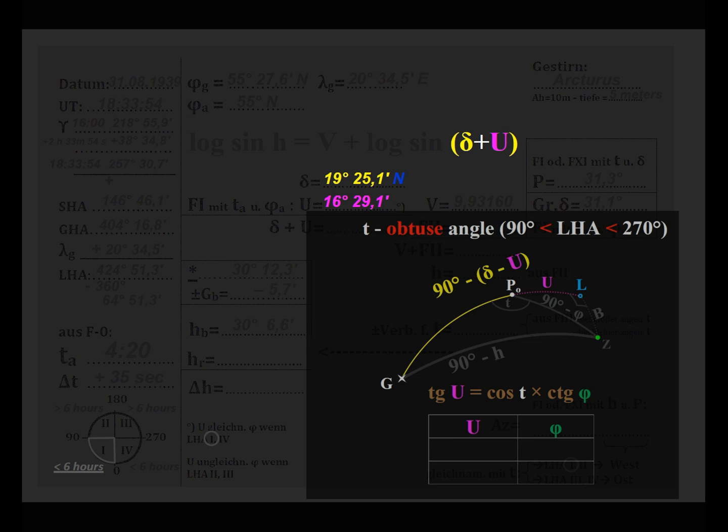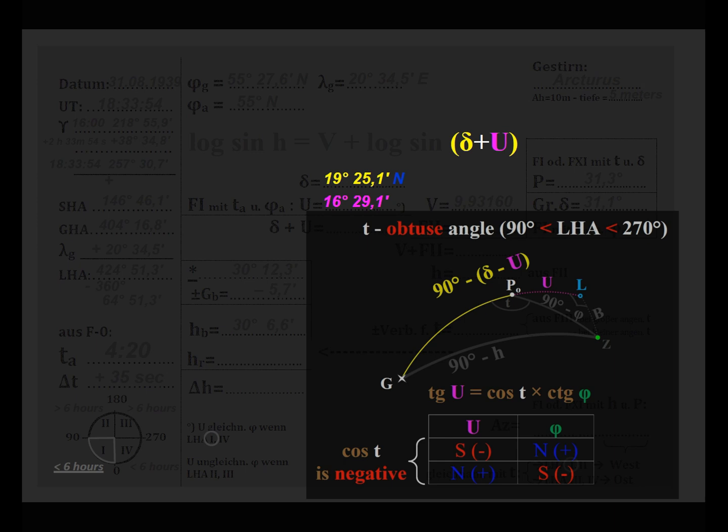In the case of an obtuse angle T, the cosine of the angle T is negative, so the value of U has a sign opposite to the observer's latitude. This is also indicated in the hint. U has a sign opposite to latitude if the local hour angle belongs to the second or third quarter of the circle. The German word ungleichnamig is used for the opposite sign.